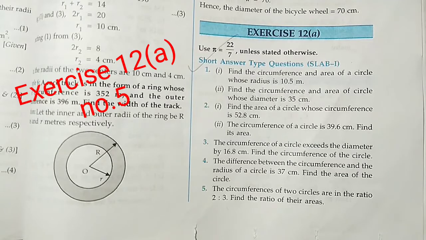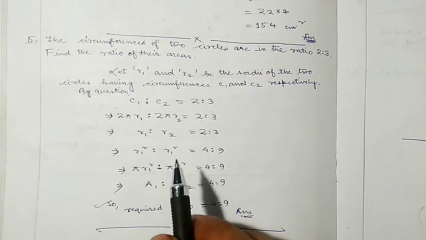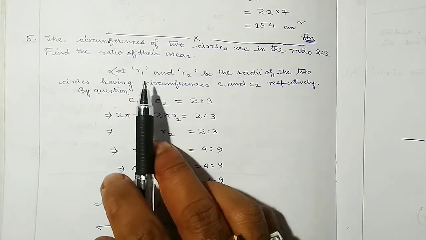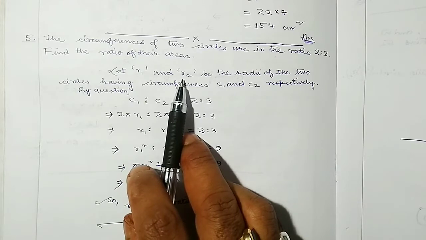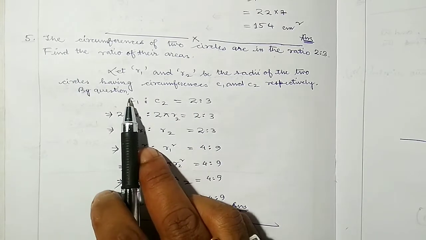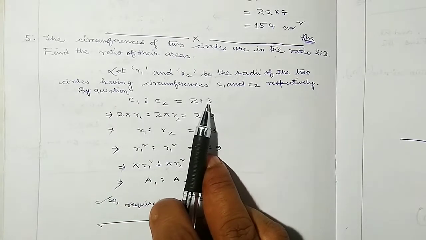In question number 5 it is given the circumferences of two circles are in the ratio 2:3. Find the ratio of their areas. As given in the question, here two circles are involved. So we have considered R1 to be the radius of the first circle and R2 be the radius of the second circle. And here it is given circumference ratio. That means circumference of the first circle is to circumference of the second circle is 2:3.